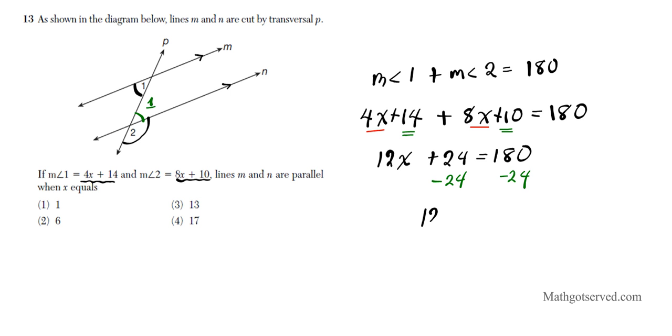We end up with 12x equals, let's see, 156. All right, and then to finish this off, we'll simply divide both sides by 12. Divide by 12, divide by 12, and then you end up with x equals 13 degrees. Or actually, it's not a degree. Yeah, we can say it's a degree. So x equals 13. Okay. So the answer to question number 13 is option 3.